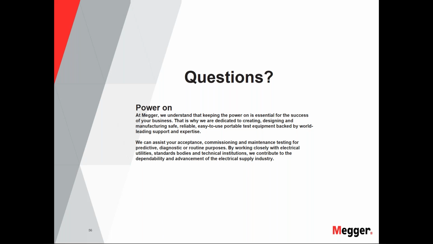Thanks. Next question is for Danabal. Why do we need to apply third harmonic voltage to test 32 protection?